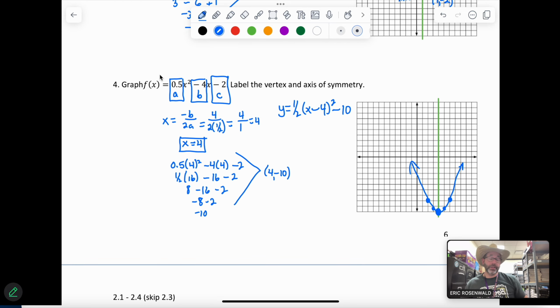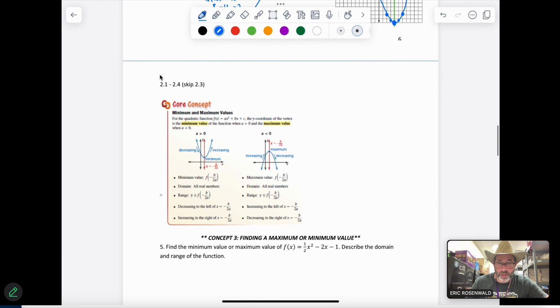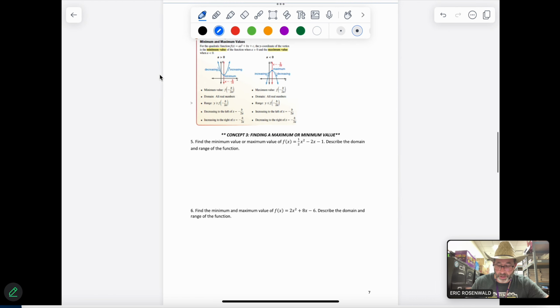All right, let's continue on. So we're done with 4 problems. Got a few more to go here. All right, and these are going to get a little quicker as we work through them.